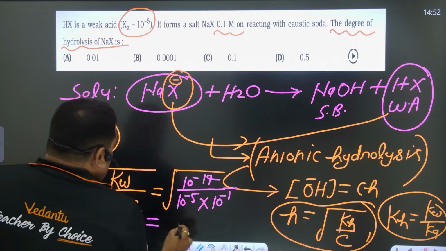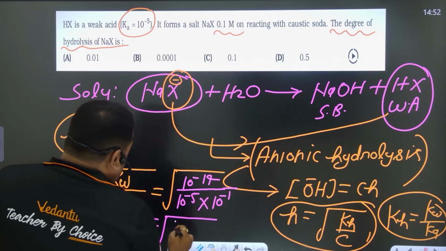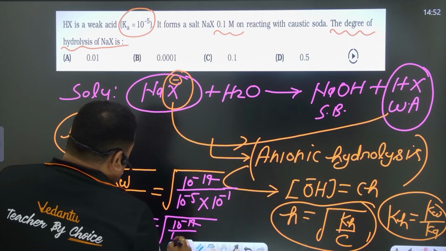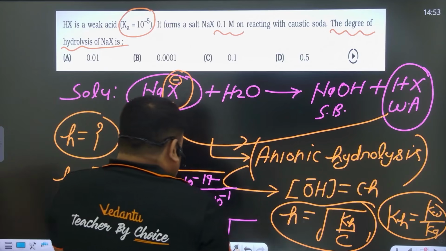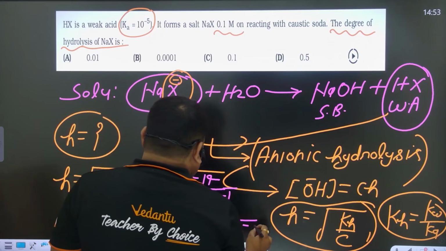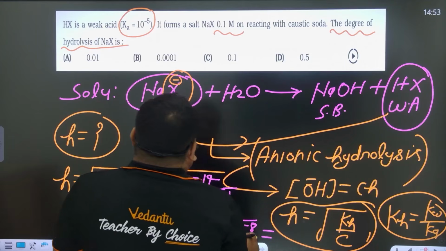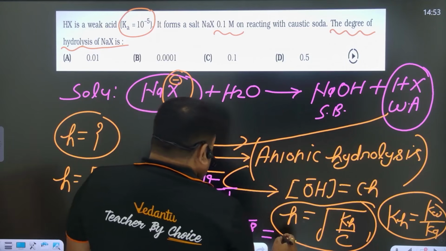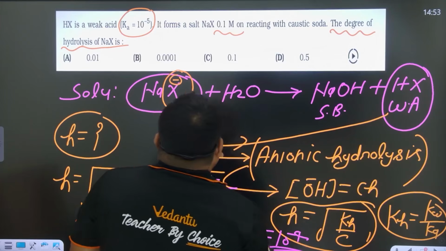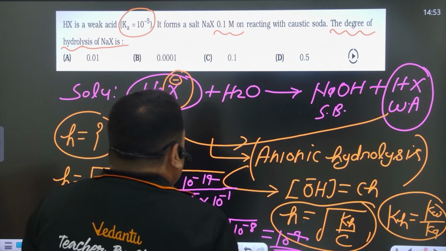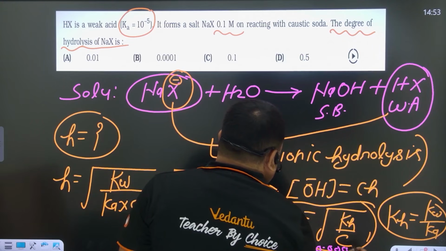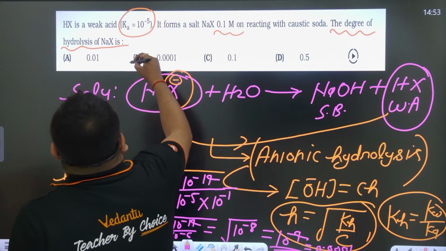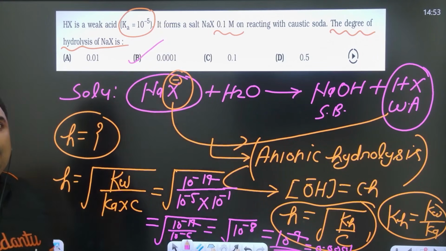So if you solve this, you get 10 to the power minus 14 divided by 10 to the power minus 6. Then you get 10 to the power minus 14 plus 6, then you get 10 to the power minus 8. And if you take the root and solve, then you get 10 to the power minus 4. So is there any answer 10 to the power minus 4? 10 to the power minus 4 is also equal to 0.0001, right? So answer B is right. See, this is the way to solve the question.